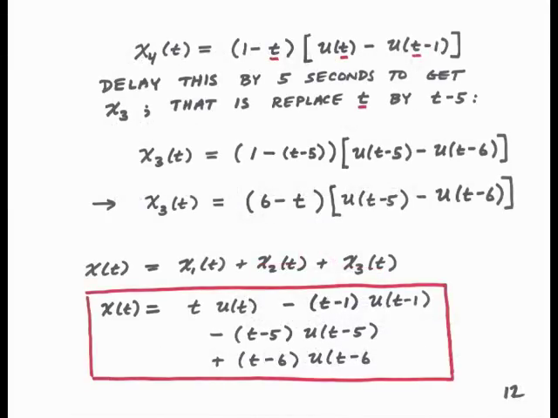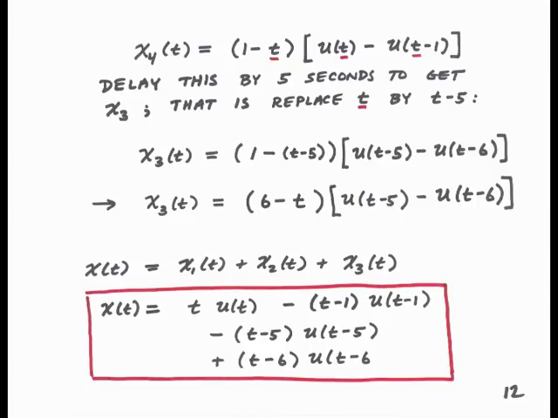So now we'll carry out this mathematical derivation. I have x4 here. It's 1 minus t times quantity u of t minus u of t minus 1, which is the pulse. We're going to delay this by 5 seconds. We'll replace the t by t minus 5, and this will give us x3. So x3 will be 6 minus t times a pulse that starts at time 5 and ends at time 6. That's u of t minus 5 minus u of t minus 6.